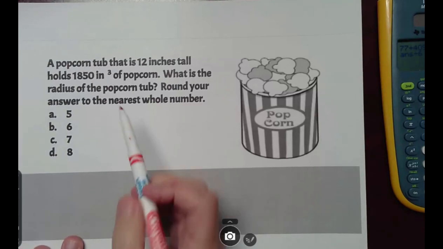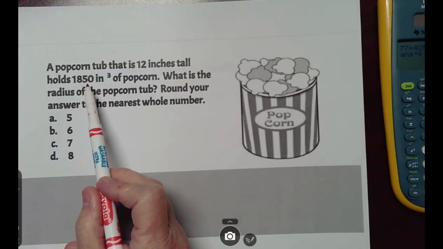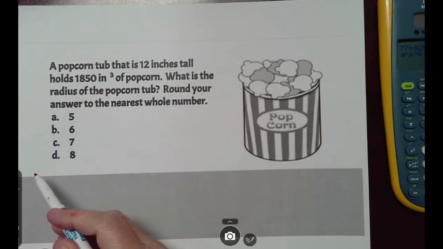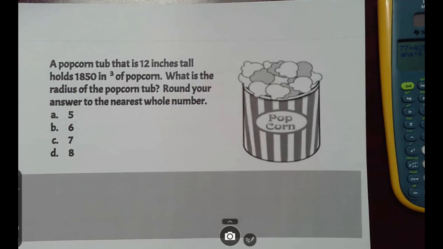They tell me the volume. The popcorn tub holds 1,850 inches cubed. A lot of students know how to use the formula sheet and work forward to find volume, but they struggle when they're given the volume and asked to work backwards to find a radius or diameter or a missing dimension. So we're going to use our answers for this.